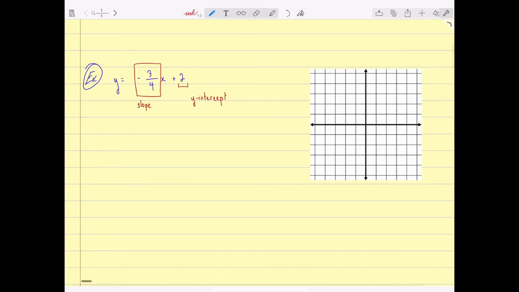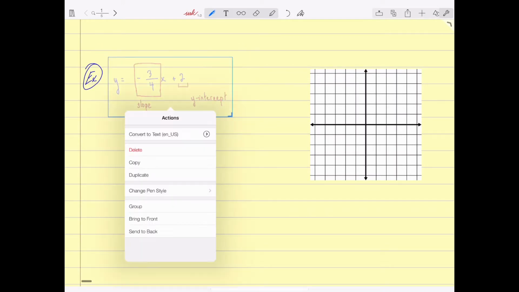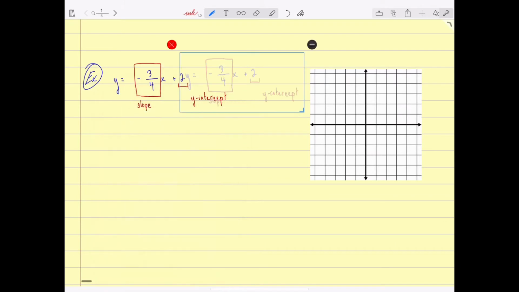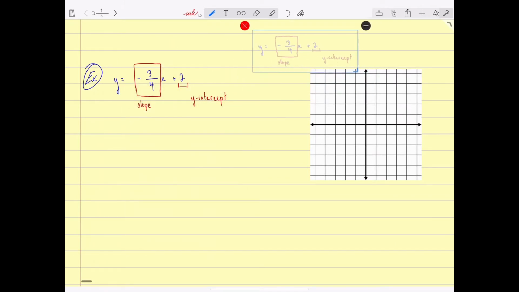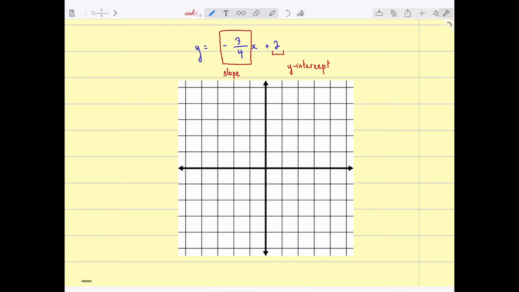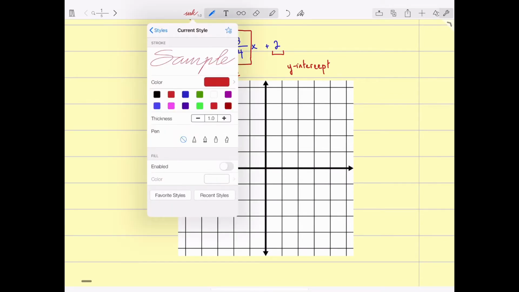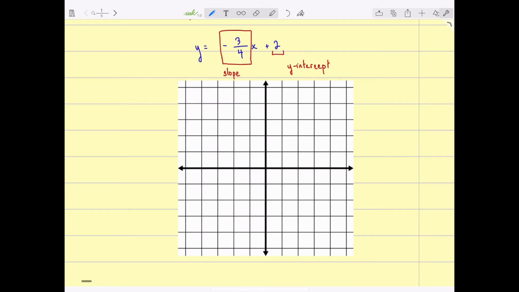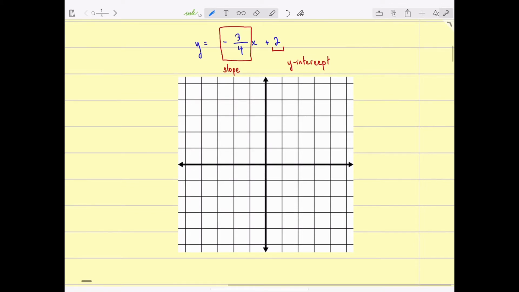Okay, so if I go to my graph, it's negative 3/4 x plus 2. I'm going to duplicate that and put it closer to my graph so you can see it. So if I want to graph this, let's use a different color. Let's use green. So I'll start at the y-intercept as always. We can also call that the starting point. So it's in the same place as the last one. And then we apply this slope of negative 3/4.